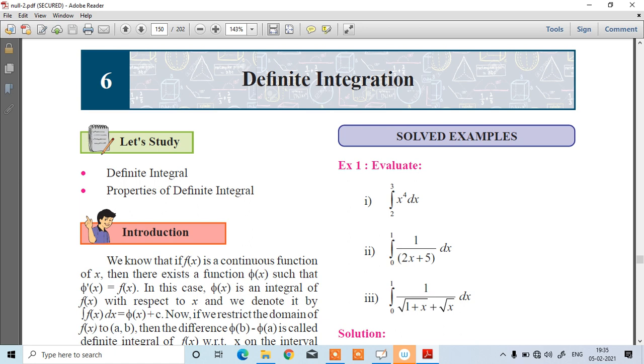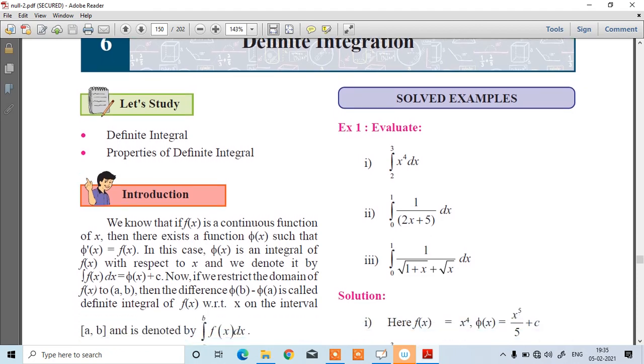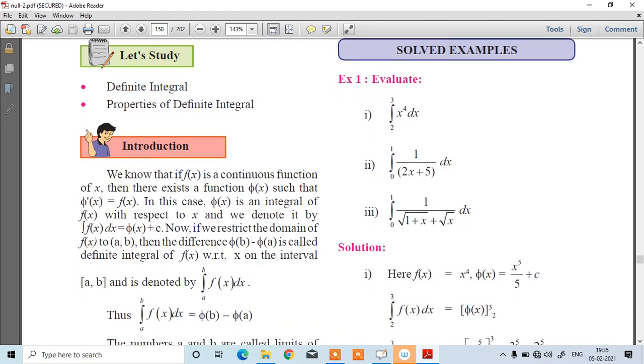Dear students, today we are going to start with the topic definite integration. Already you have studied the topic integration. All the rules are known to you. Now let us study definite integral or definite integration, in which we are going to study first of all the definition of definite integration and then properties of definite integral. So let us see the introductory part here.